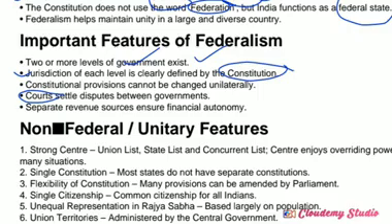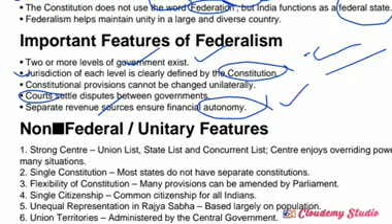Separate revenue sources ensure financial autonomy. A very good example we can take is GST, correct? They introduced the GST system. One is state GST and another is central GST. They collect revenue from the collection of tax itself. The state also enjoys the right to collect taxes and the center also enjoys the right to collect taxes from the common people. So all of these we call important features of a federal system of government.